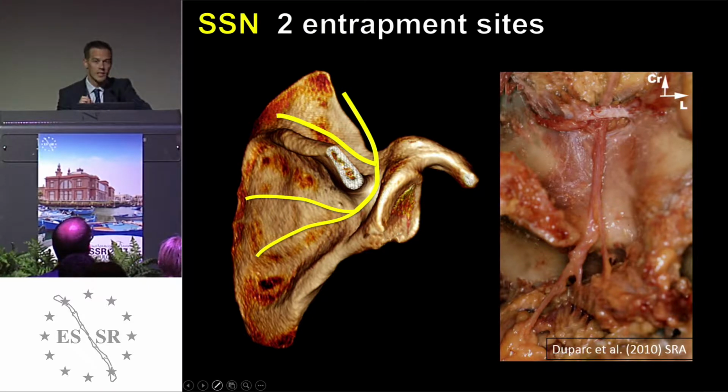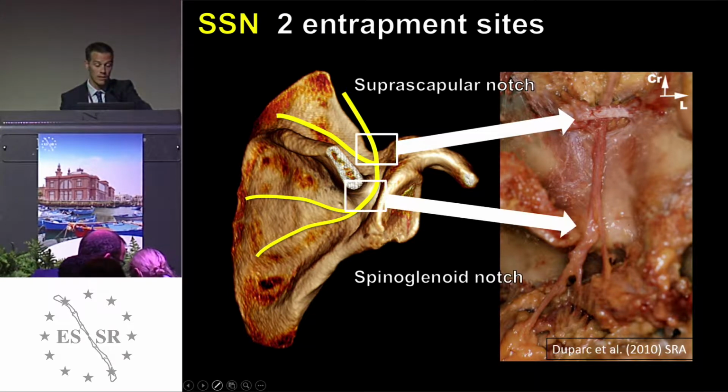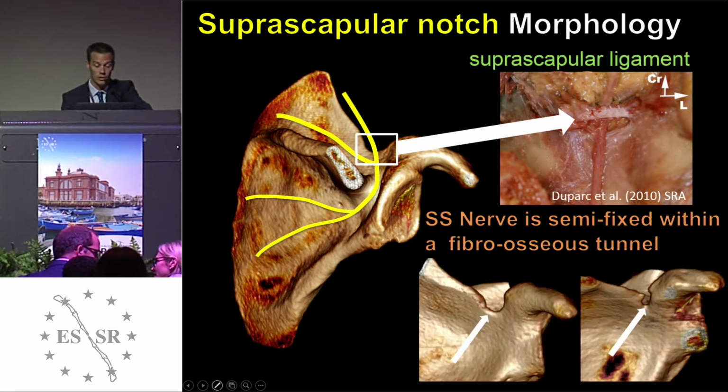While it runs along the scapula, the suprascapular nerve can be entrapped at two sites. The first one is the suprascapular notch, and the second one is the spinoglenoid notch. These are two sites where we have to take a special look. So let's start with the first one, the suprascapular notch.